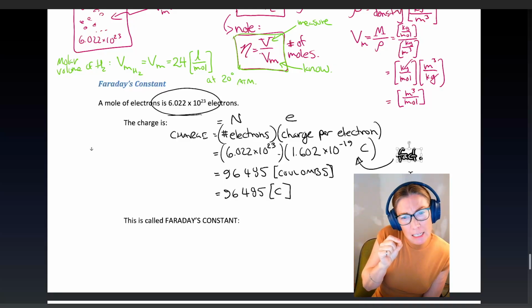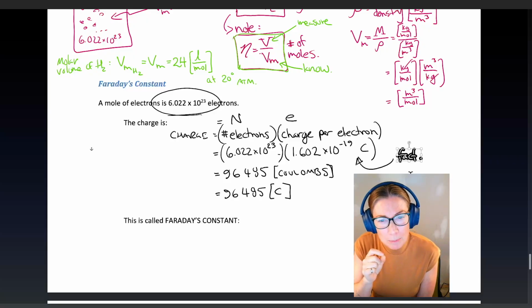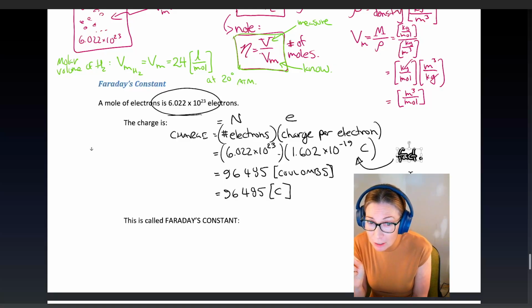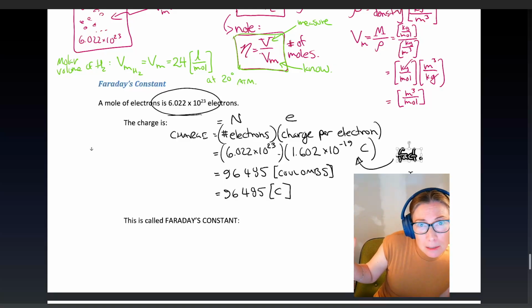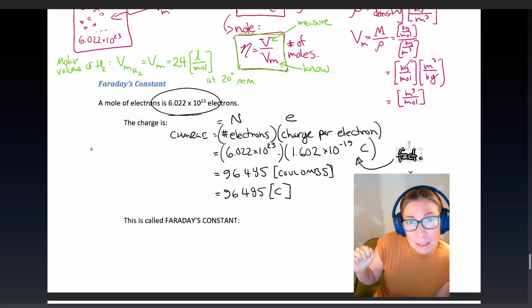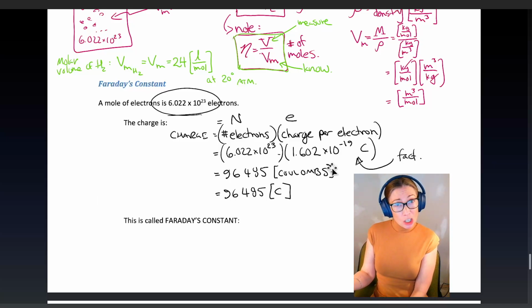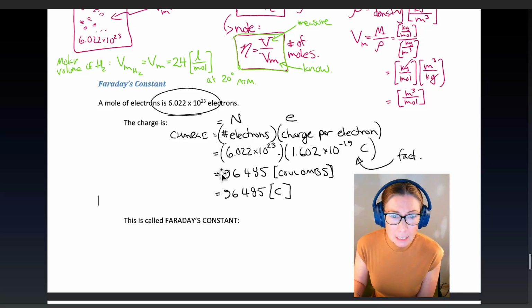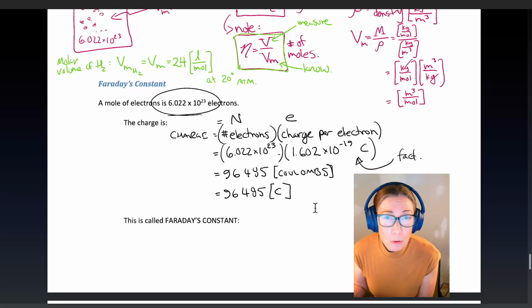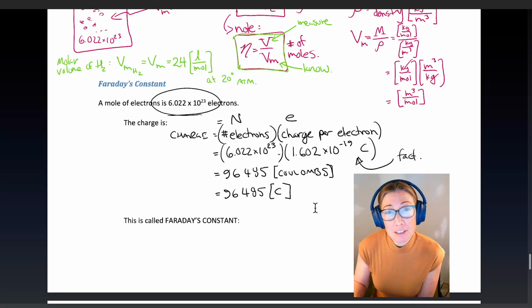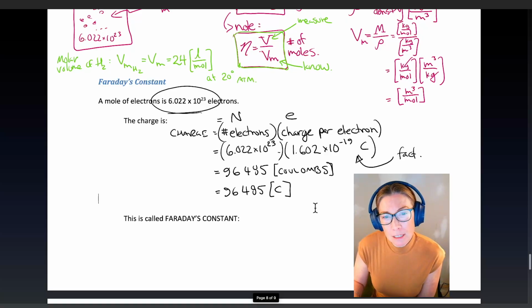So that's a teeny tiny amount of charge. That's not a lot of charge. 1.602 times 10 to the negative 19, very, very tiny number of charge per electron, times a massive number of electrons I'm going to pick for this problem. And when I multiply the two together, I get quite a lot of coulombs. Again, coulombs are a measure of charge. Charge is useful. 96,485 coulombs. It's a famous number, and it's called Faraday's constant because Faraday didn't want it to be called the Avogadro Coulomb number.